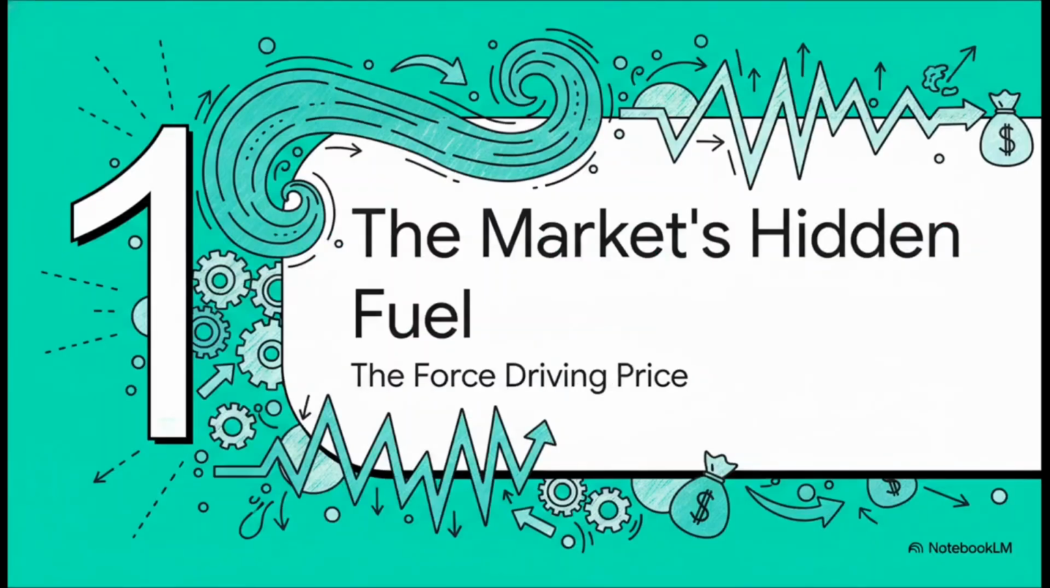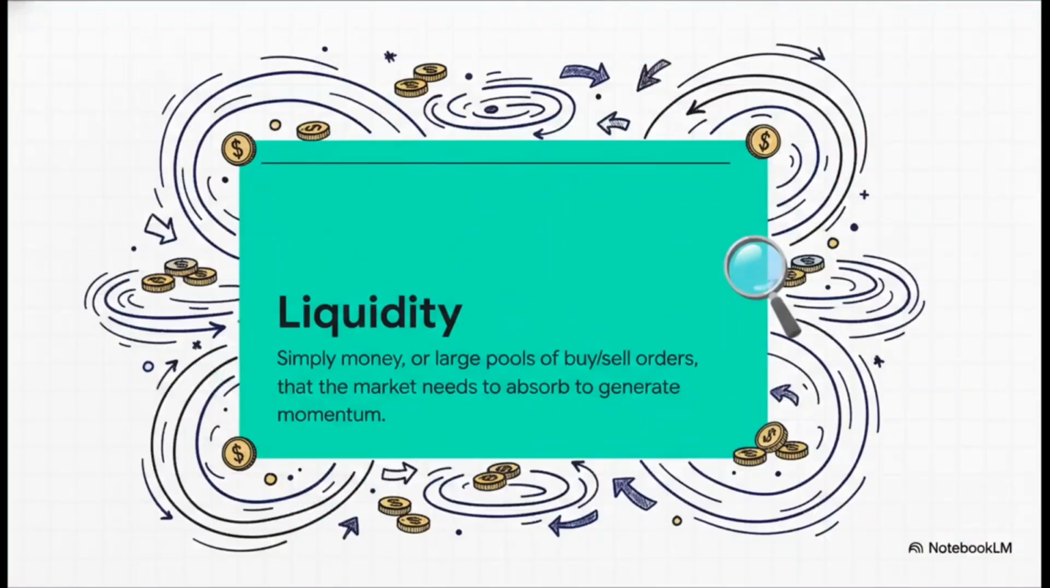Okay, first up, the market's hidden fuel. Let's pull back the curtain and look at the invisible force that's really pushing prices around. So, what is liquidity, really? At its core, it's just money. Think of it as these giant pools of buy and sell orders, especially all those stop losses, just sitting there on the chart. To make any big move, the market needs to go and grab that money. It's literally the fuel that generates momentum. It's the lifeblood of the market.